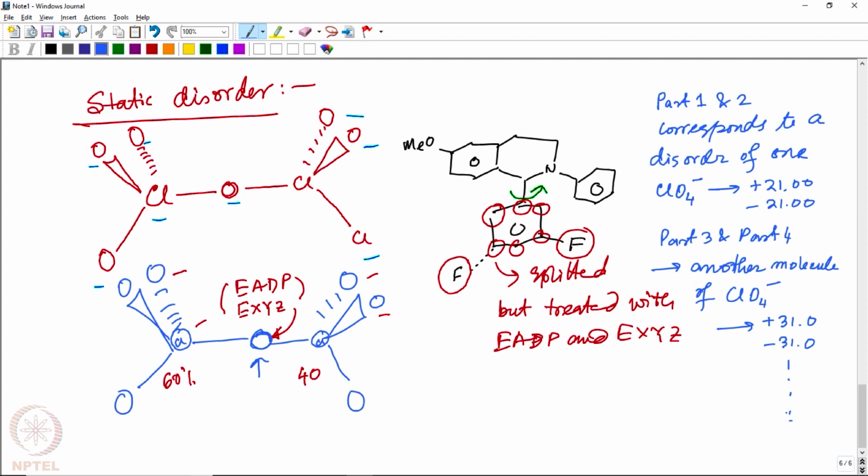Of course, by doing all these, it may so happen that the number of refinable parameters may increase so much that your data may not support that refinement efficiently, and as a result, the R factor may increase. It may so happen the refinements may not converge, and one has to then take a decision up to what point one should actually keep on doing this refinement.